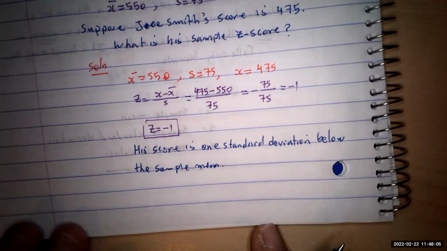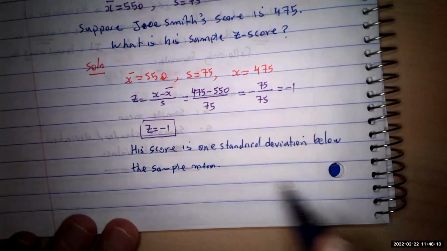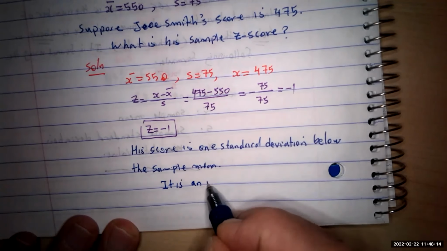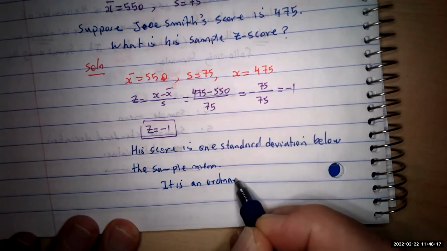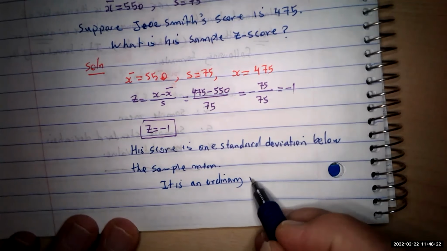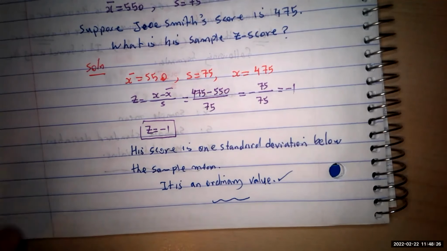Sample mean. In your book, they ask you whether this is usual or unusual. You can say that it is an ordinary value. Specifically, we are going to ask you on the test. Ordinary value means you got a not bad score. It's not very good, but at the same time, it's not bad. It's usual, or it is okay, an ordinary score.